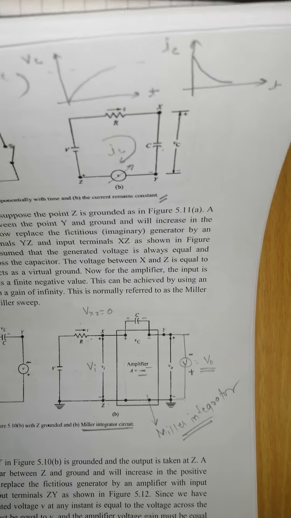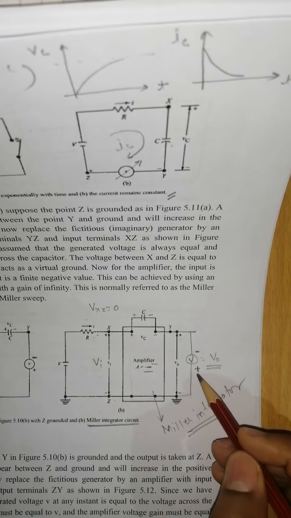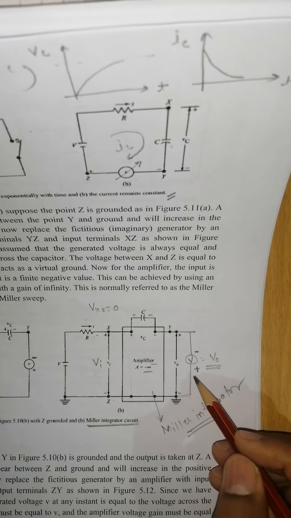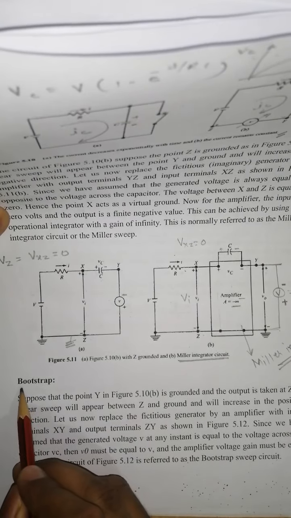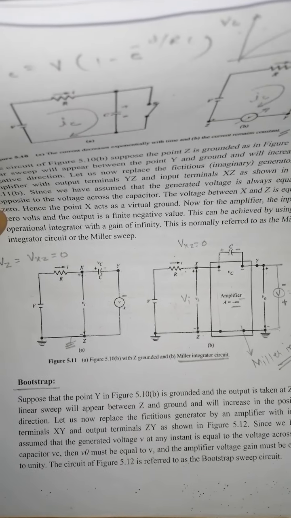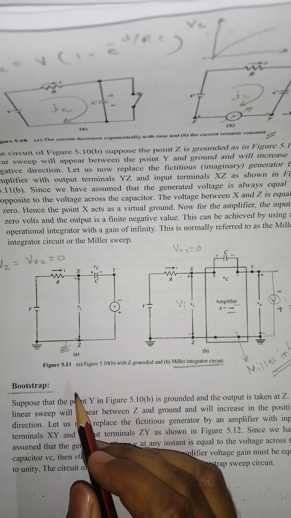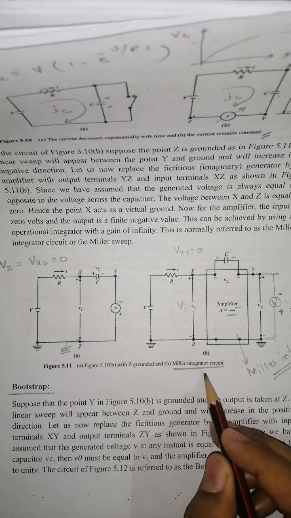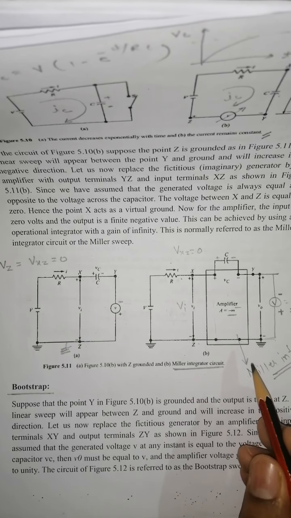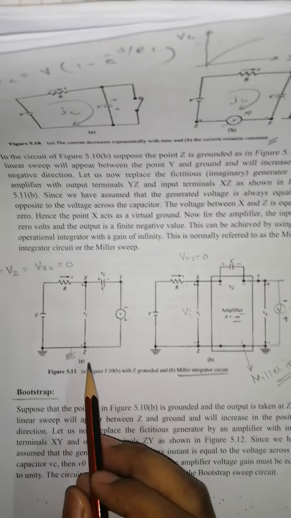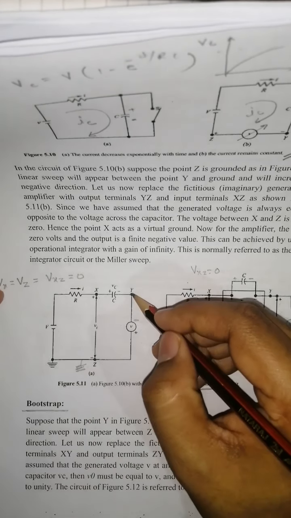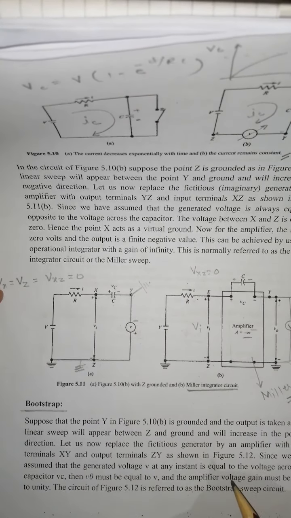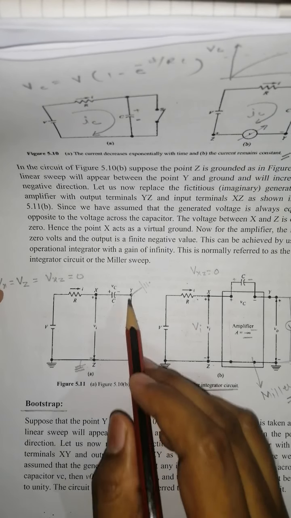But suppose we want the positive sweep at the output, then what do we have to do? For that, another concept is given, which is called the bootstrap. The bootstrap is the same by philosophy as the Miller integrator circuit, but the only difference is that in the circuit we are not going to take the Z point as a reference, but we are going to take the Y terminal as a reference.